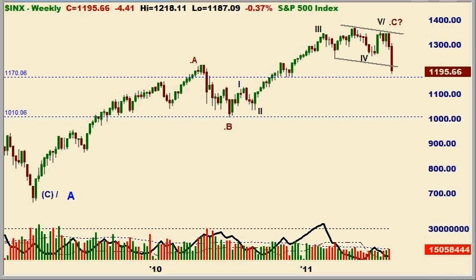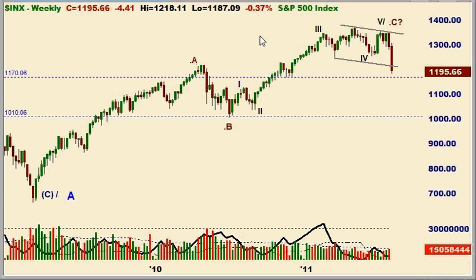Let's get into it here. The S&P 500 cash weekly chart. Now this is the possible scenario that we have a peak in, and that this is wave one of a much larger decline to the downside. This is certainly a very real possibility and something that you should be prepared for.